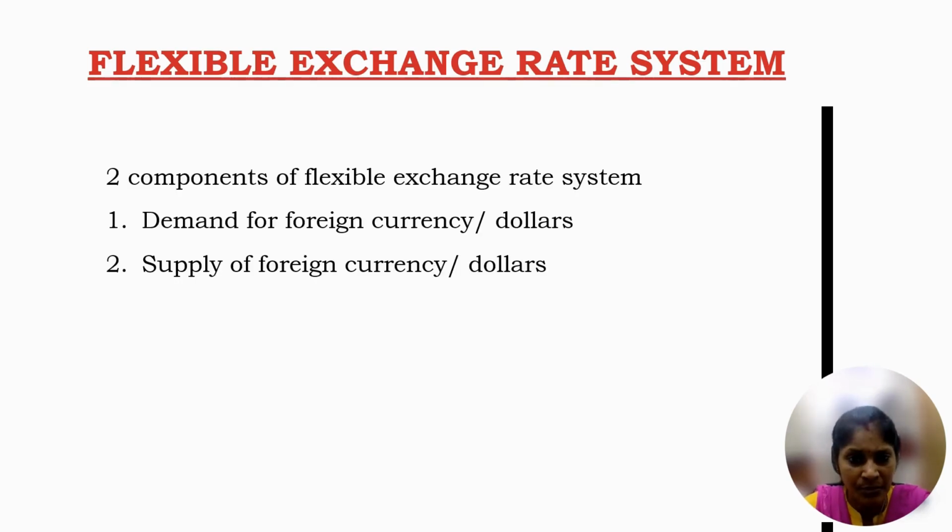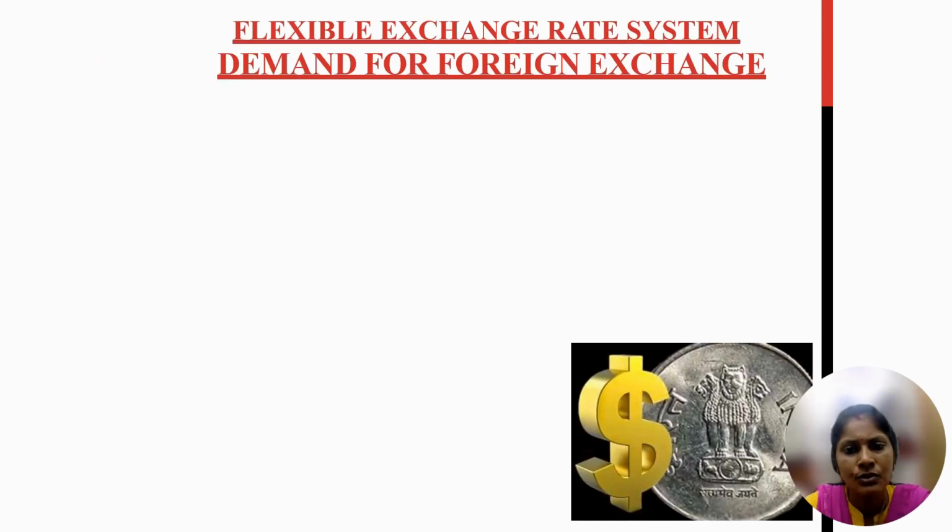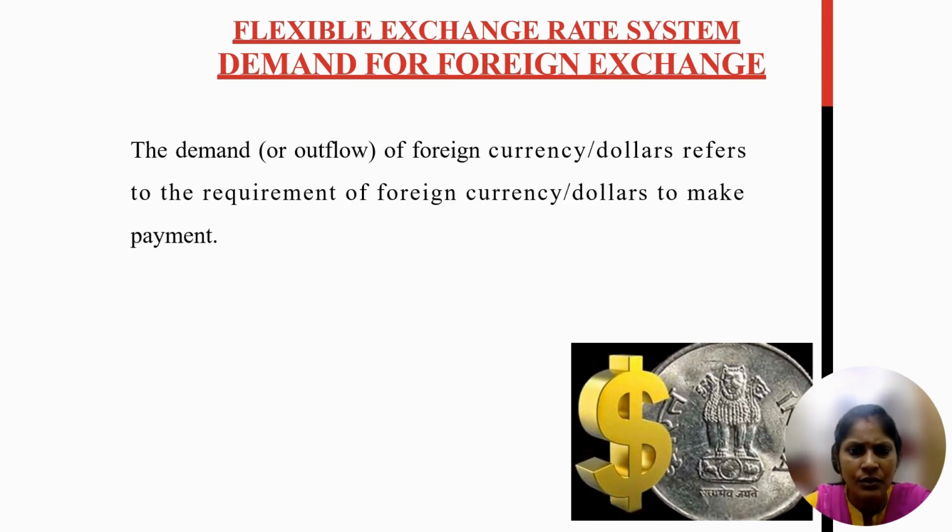There are two components of flexible exchange rate system. They are the demand for foreign currency, or in terms of dollars as we are going to explain, and the second one is the supply of foreign currency or dollars. Let us first start with the demand for foreign exchange or demand for dollars. It can be defined as the requirement of foreign currencies, in terms of dollars, for making payments. When we make payment in dollars, there is an outflow of dollars from one country to another.